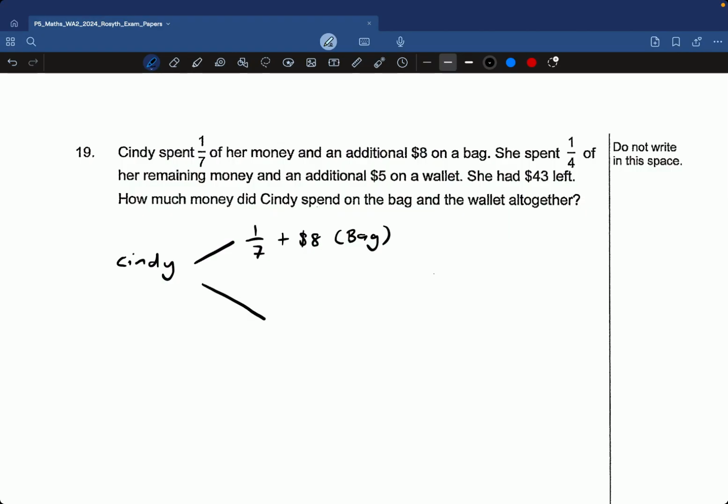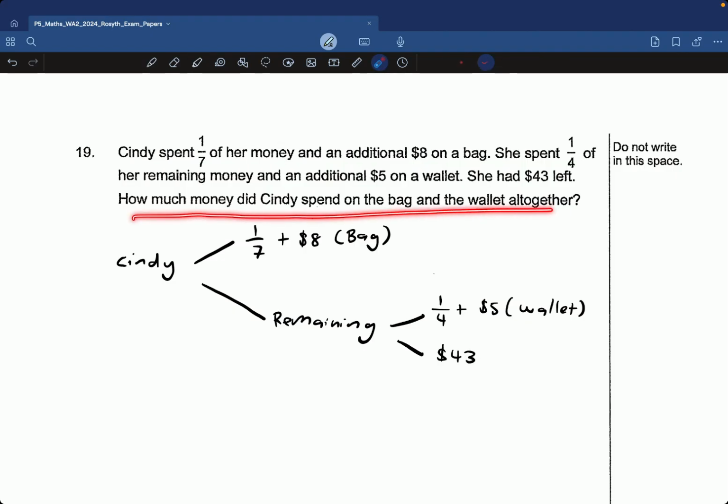Then after that, I'll put here the remaining money, because she spends 1/4 of her remaining money and an additional $5 on a wallet. And then she is left with $43. So how much money did Cindy spend on her bag and wallet?